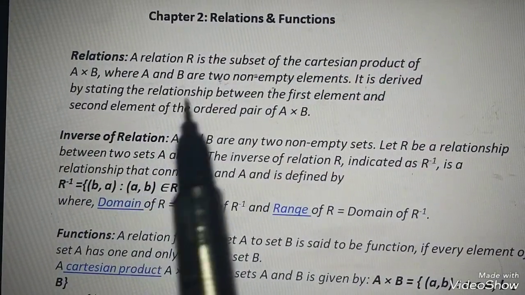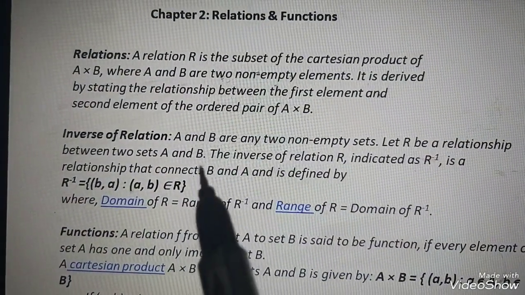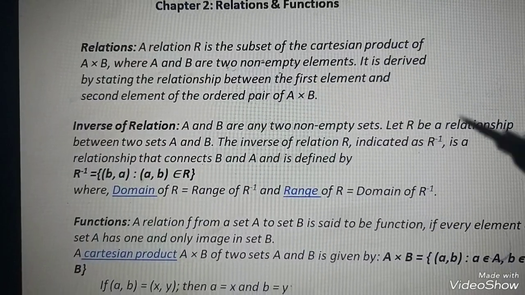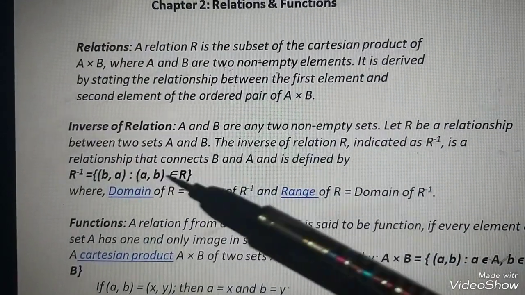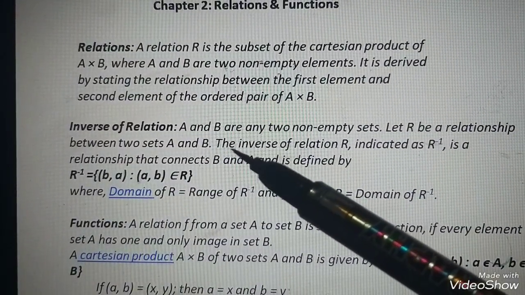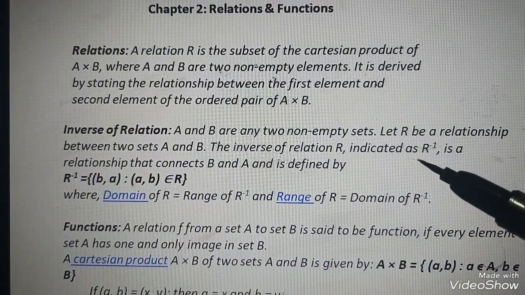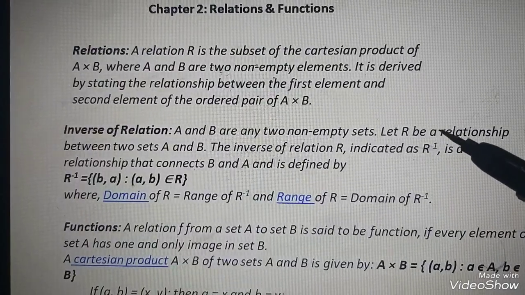Chapter 2, we have some important formulas in this chapter. So let us revise these chapters. Okay, let R be a relation between two sets A and B. Then the inverse of a relation R is indicated as R power minus 1.